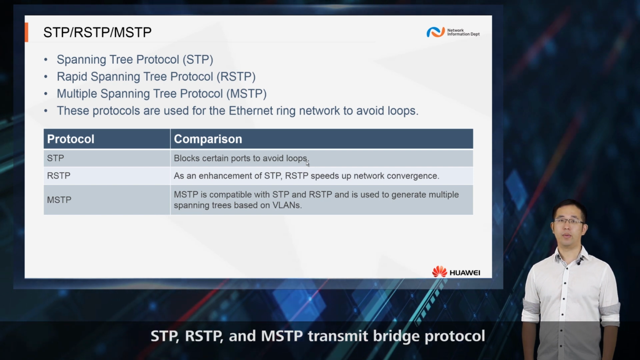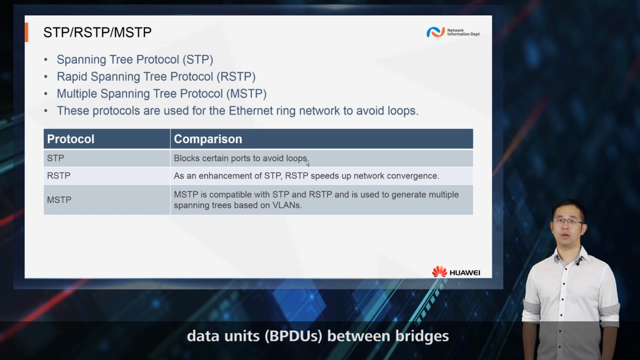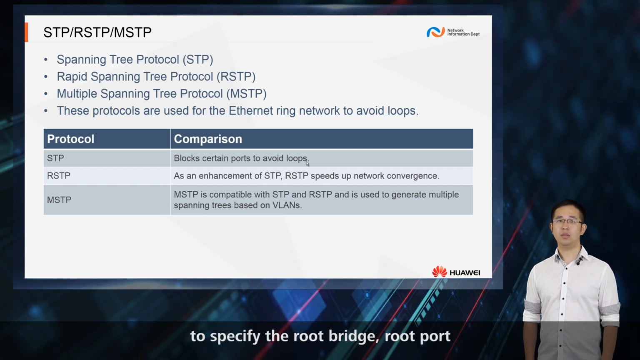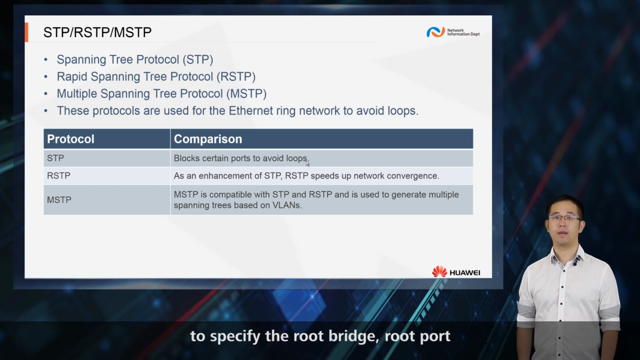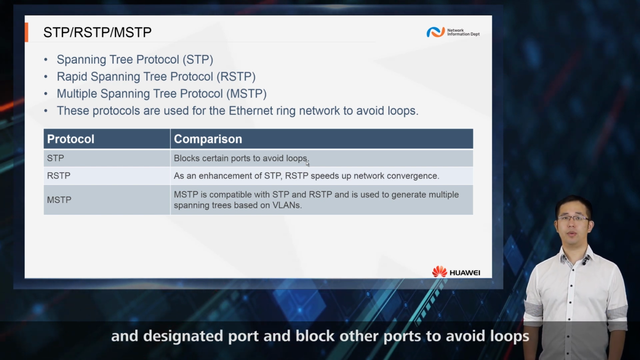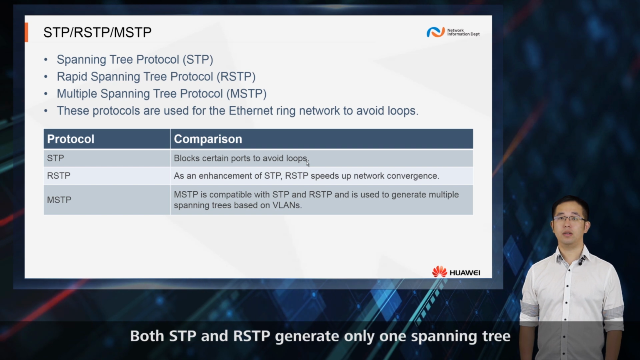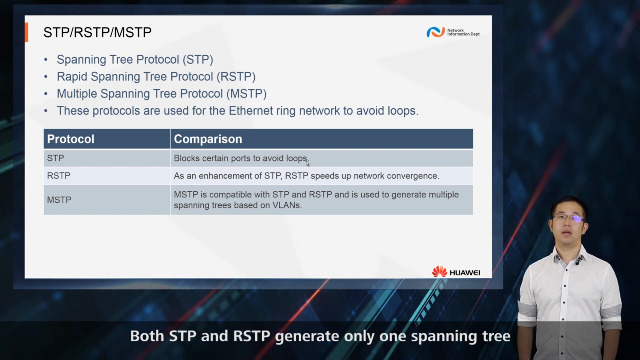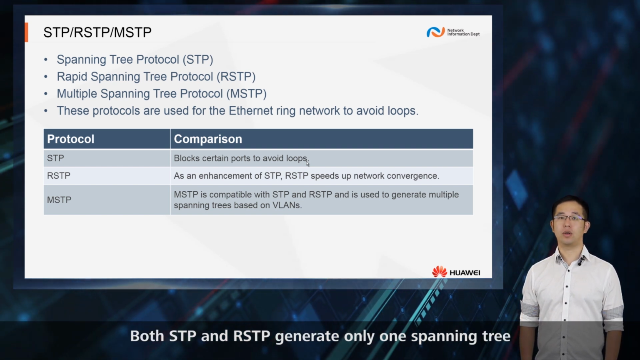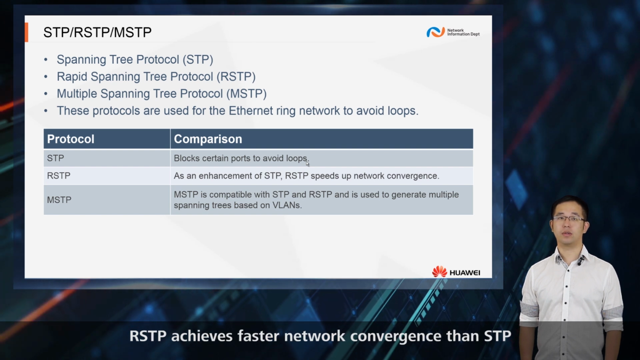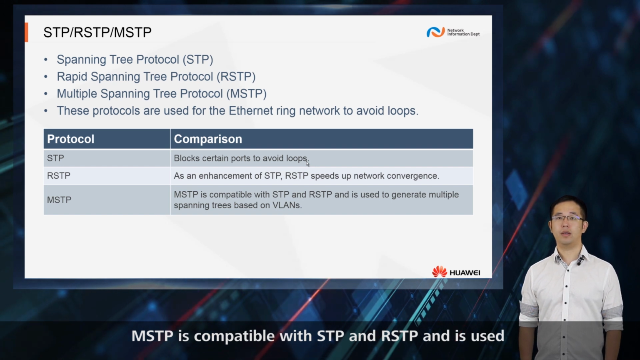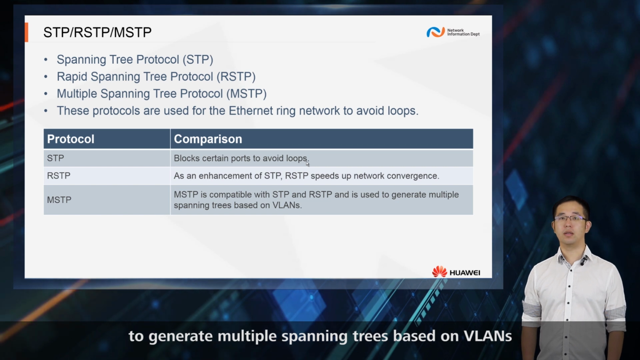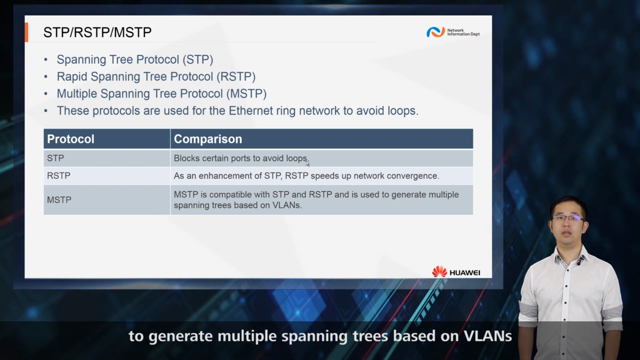STP, RSTP, and MSTP transmit Bridge Protocol Data Units, BPDUs, between bridges to specify the root bridge, root port, and designated port, and block other ports to avoid loops. Both STP and RSTP generate only one spanning tree. RSTP achieves faster network convergence than STP. MSTP is compatible with STP and RSTP and is used to generate multiple spanning trees based on VLANs.